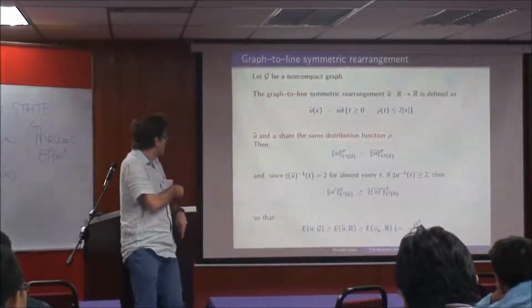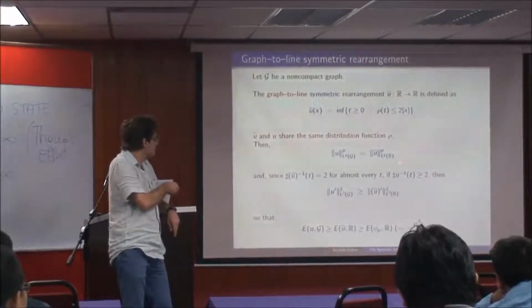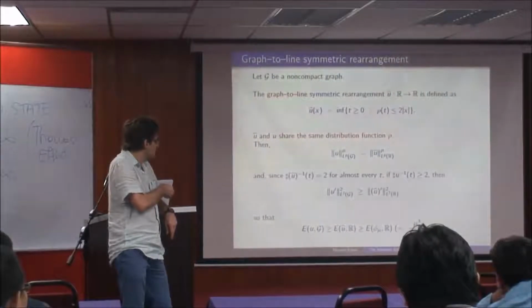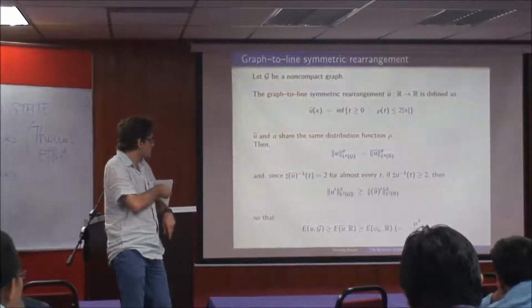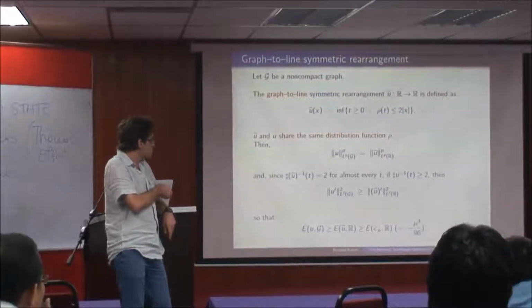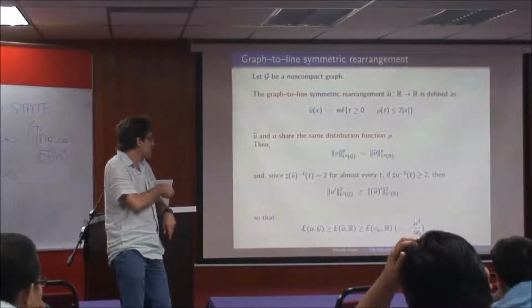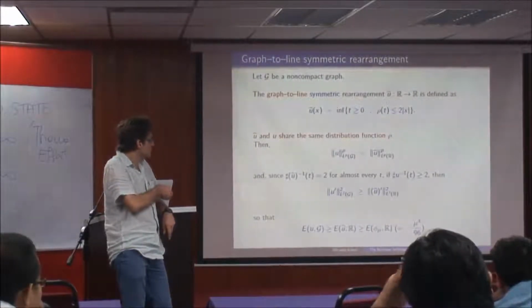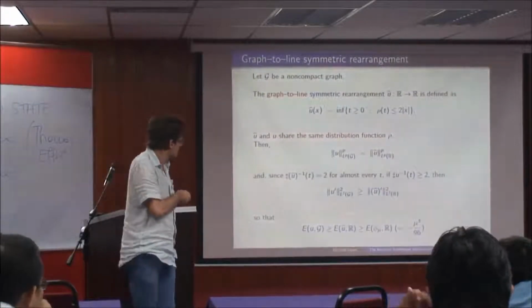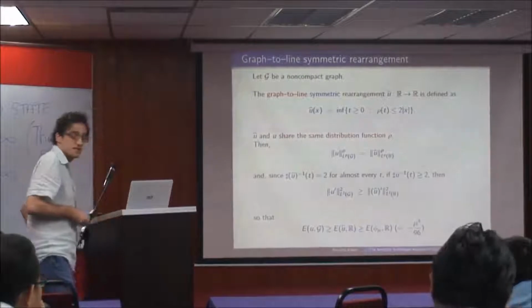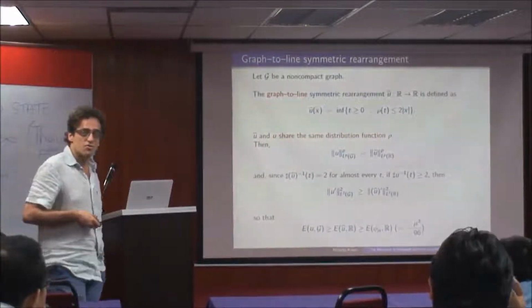Again, the estimate of yesterday: the energy of u under this hypothesis is greater than the energy of u hat defined on the line, but since the soliton is the minimizer on the line, the energy of u hat must be greater or equal to the energy of the soliton, and for example, for p equal to 4, this energy is equal to minus mu cube over a constant. So this is the starting point of yesterday. Are there questions on this part?